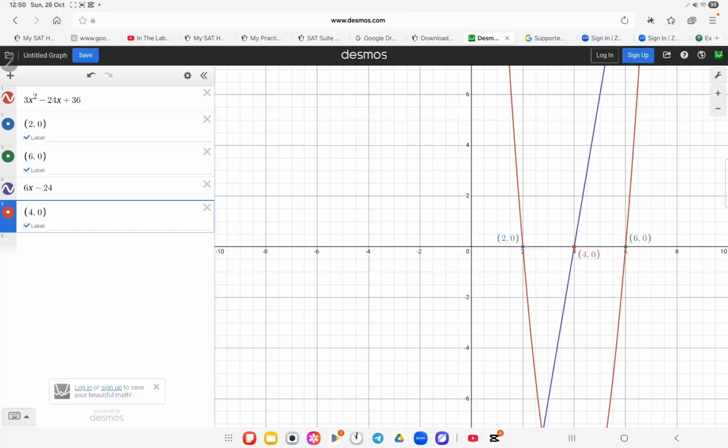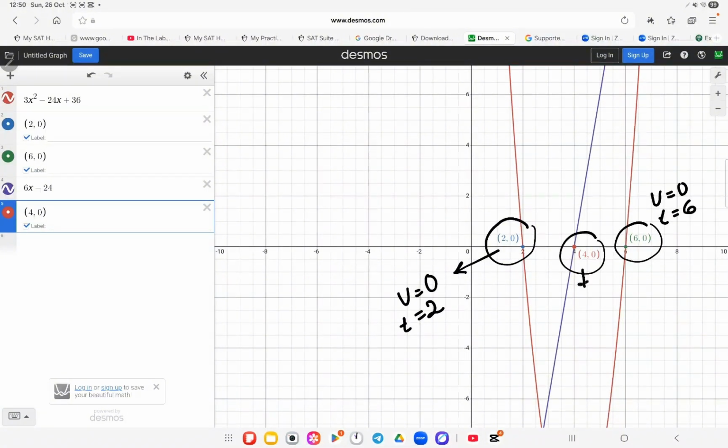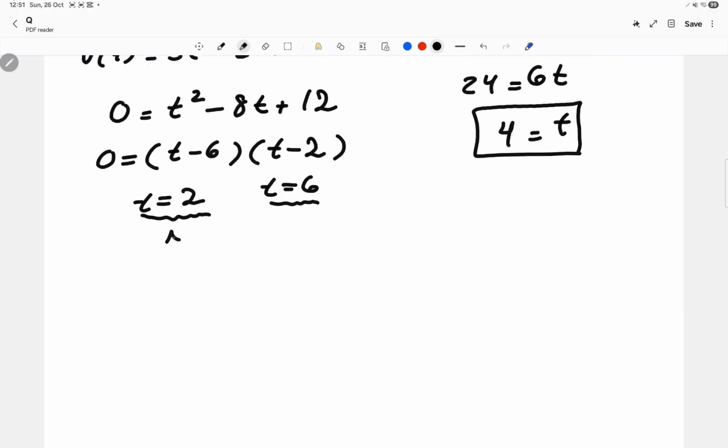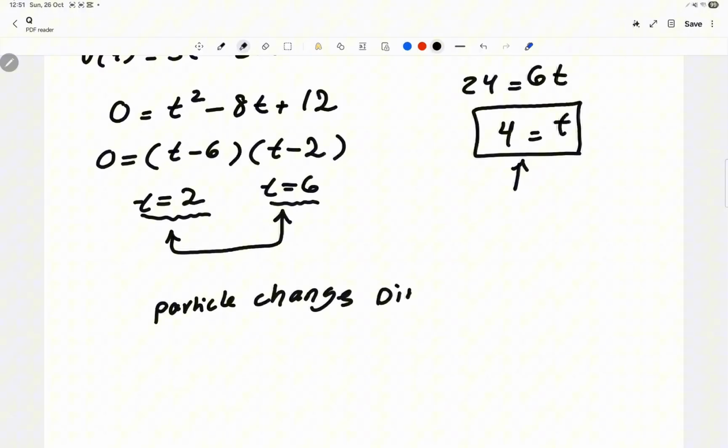Okay. So the velocity is 0 when the time is 2, and the velocity is 0 when the time is 6, and the acceleration is 0 when the time is 4. So because the times where the velocity is 0 are not the same time where the acceleration is 0, we can now say that the particle changes direction at t of 2 and t of 6.